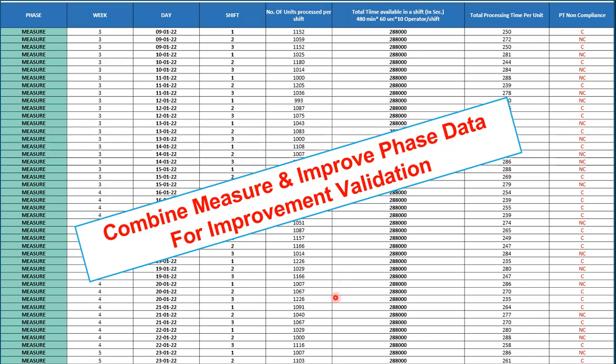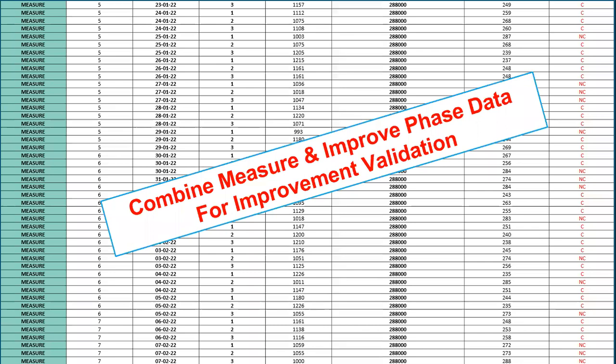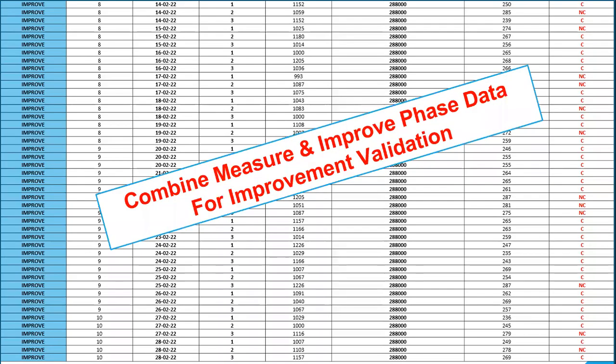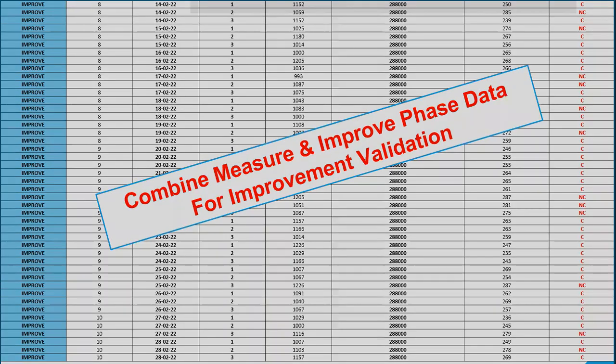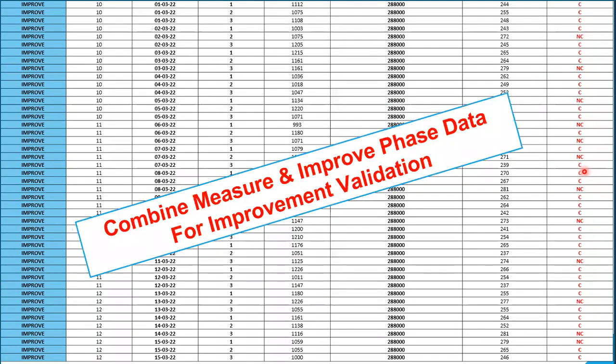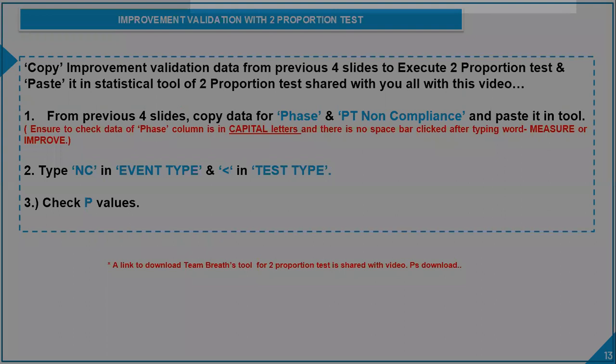So we have it for measure phase, and likewise we will have it for improve phase. We're going to combine both of these data together. This is measure phase data we are continuing. This is where you can differentiate with the color. This is the measure phase data. And now improve phase data, with similar columns. You can see improve phase, and this is C and NC, that is compliance and non-compliance. So here we have measure and improve phase data together.